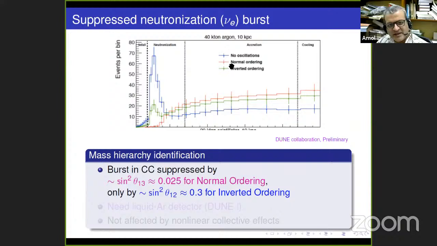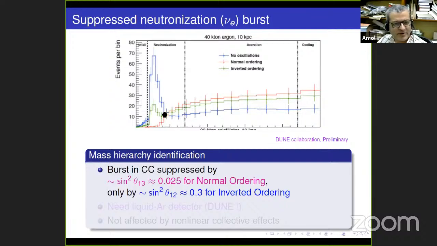On the other hand, if the ordering is inverted, you will see about 30% of them. So if you observe the neutronization burst, and if you observe only 2% of neutrinos, you know that the ordering is normal. If you observe 30% of them, the ordering is inverted. What this means is that the supernova neutrinos have, within about 50 milliseconds, solved one of the major unknown problems that we have, which is to decide whether the ordering is normal or inverted.